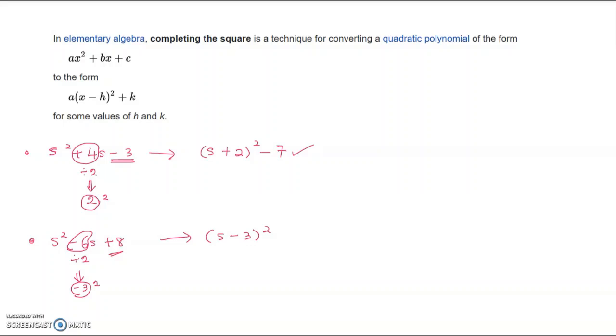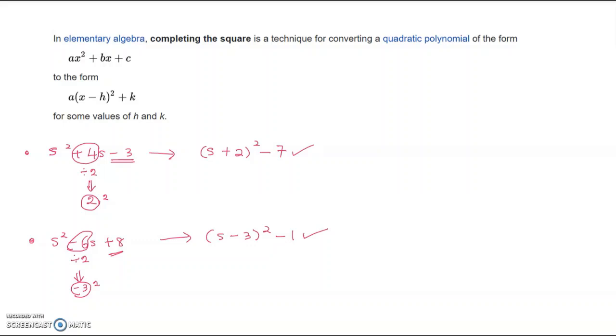What do you need to do to the 9 so that you have positive 8? You have 9 in your head, so you need to minus 1 so that you have 8. If we expand, we have s squared minus 6s plus 9 minus 1, which is 8. So this is the completing the square of s squared minus 6s plus 8. I hope you really understand the completing the square technique.